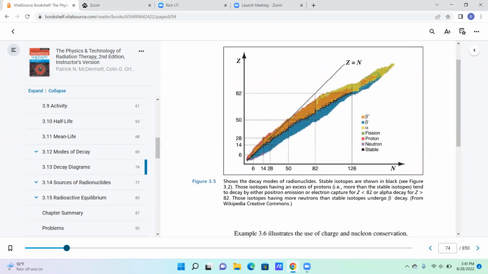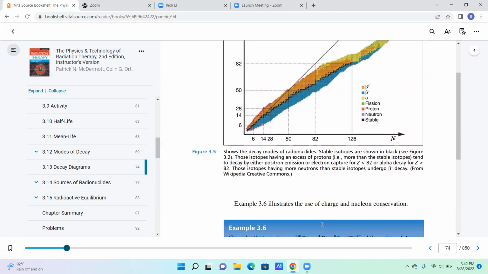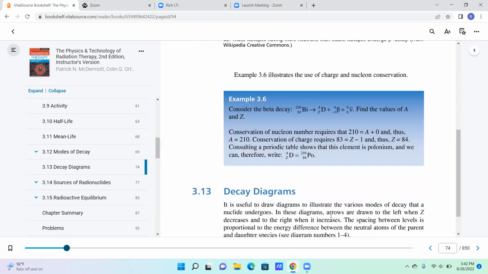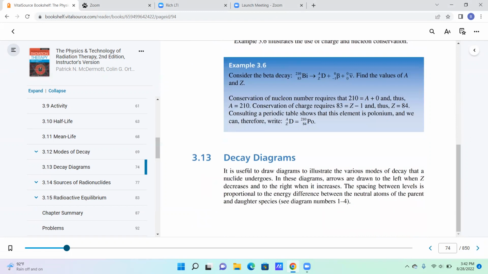So you can see here the types of decay. Here you have the beta minus in blue, the beta plus over here in orange, and then you have the alpha decay way up here. So it's useful to draw diagrams to illustrate the various modes of decay that a nucleus undergoes.